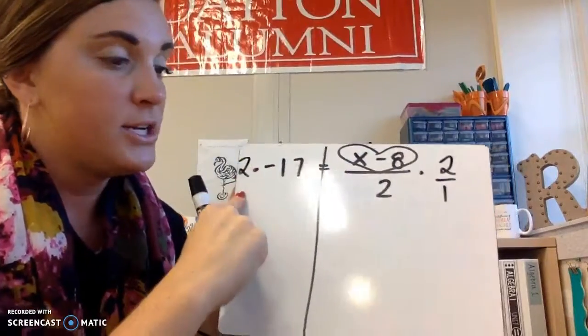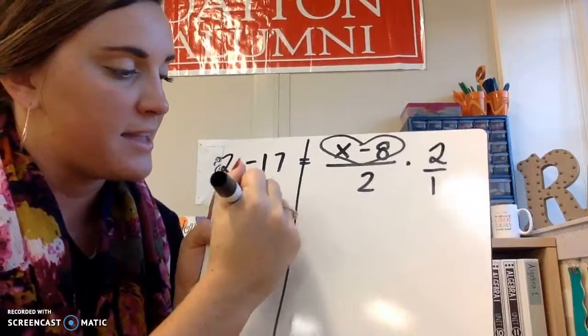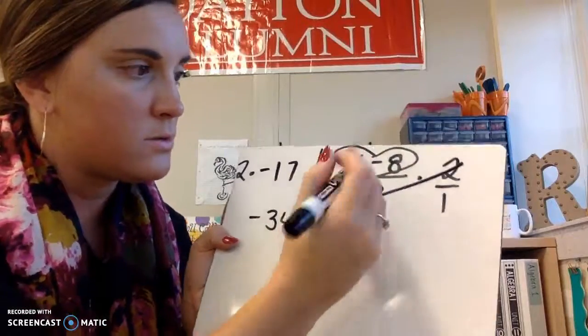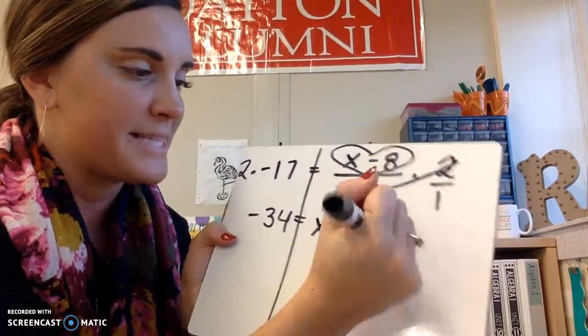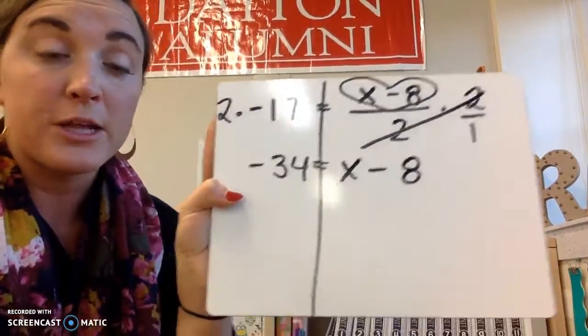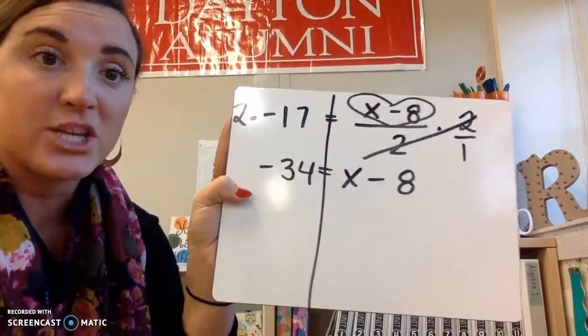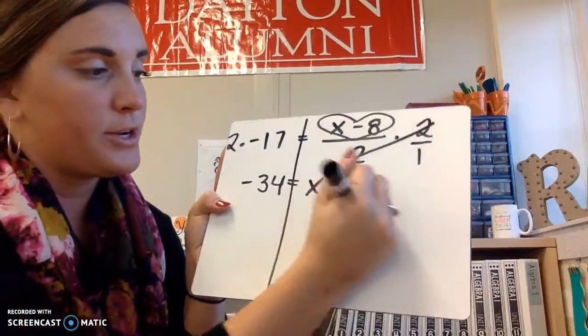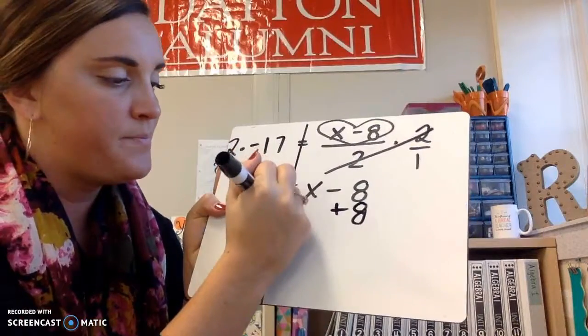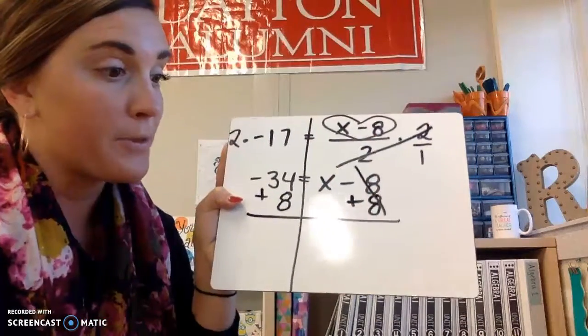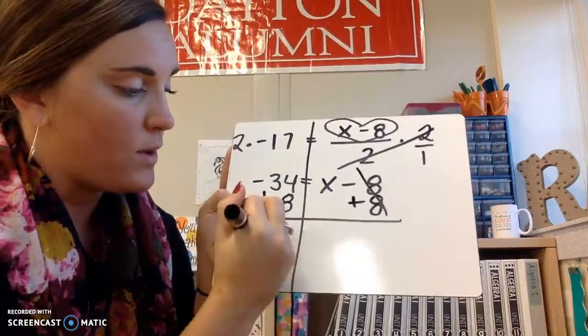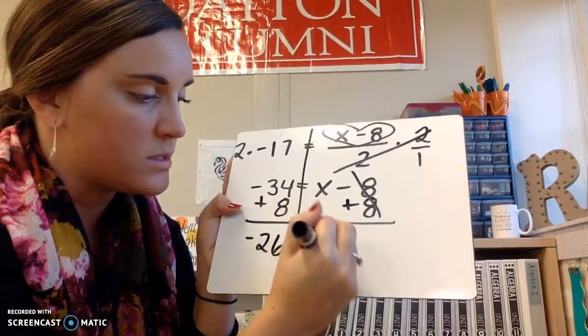both sides. 2 times -17 is -34. Those 2's cancel, leaving you with x minus 8. And now you have what hopefully looks like a really easy one-step equation left to solve. So you're going to add 8 on each side. -34 plus 8 is going to give you -26 equals x.